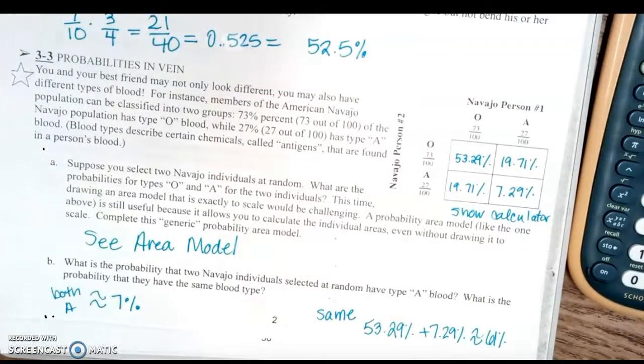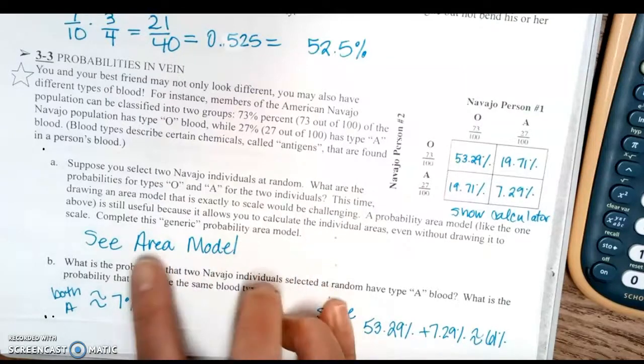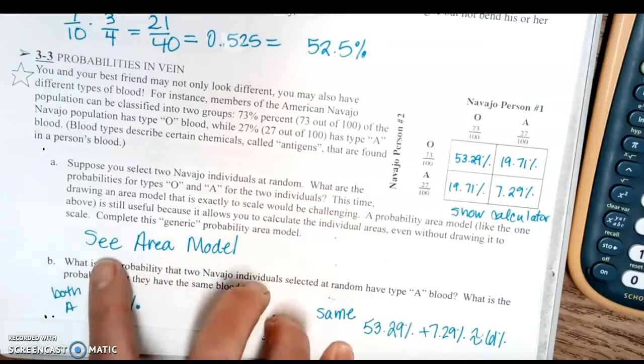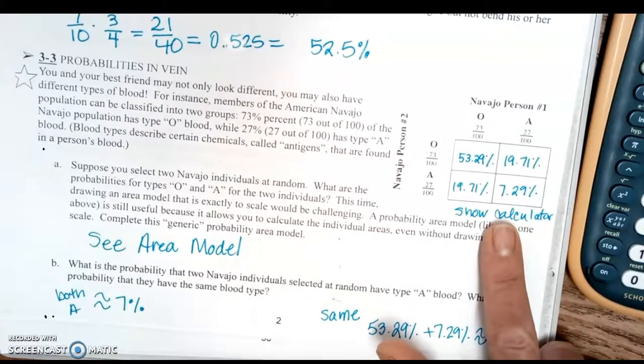This time, drawing an area model that is exactly to scale would be challenging. A probability area model like the one above is still useful because it allows you, even without drawing it to scale, to complete the generic probability area model. So you're going to see the area model and you're going to fill it in right here.